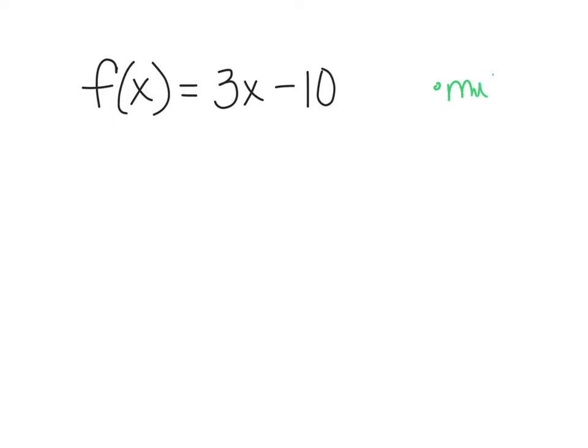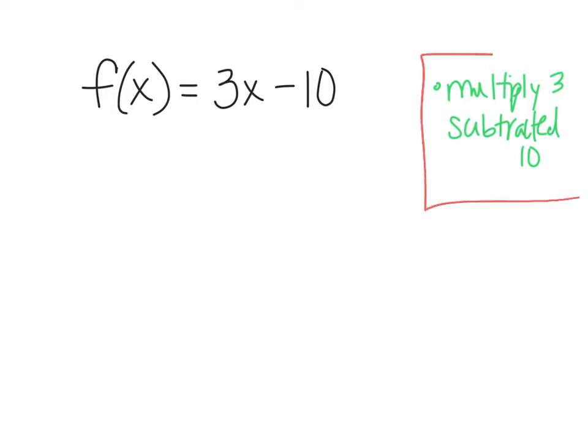And you could say, okay, well, they multiplied by 3 and then they subtracted 10. Okay, some people like to just do it this way. And if this works better for you, do it this way. I'm going to do it both ways, this example. Okay, now that's my original function.